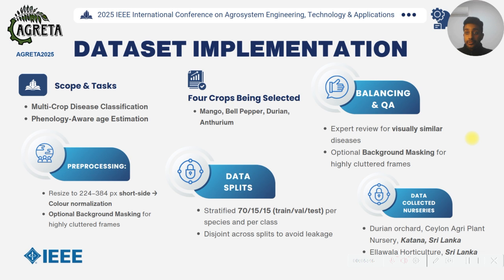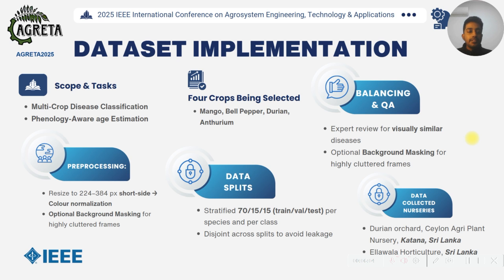One is Anthurium, it's for the flower industry, and for the florets itself. So mango, bell pepper and Durian are vegetables and fruits that are commercially in high demand, and we selected these crops based on the demand of the customers itself.